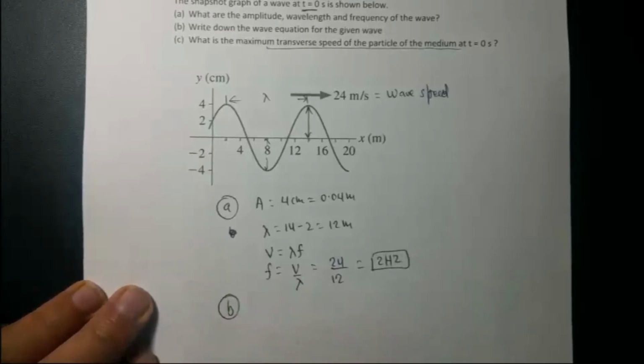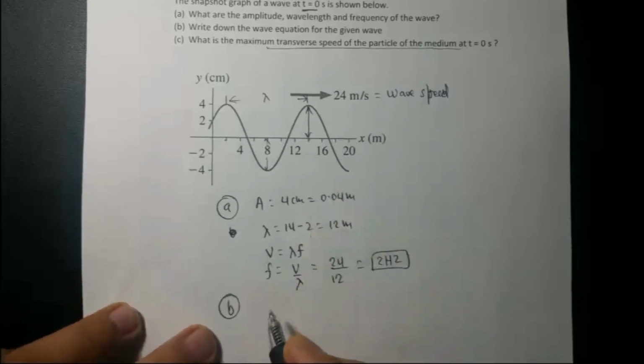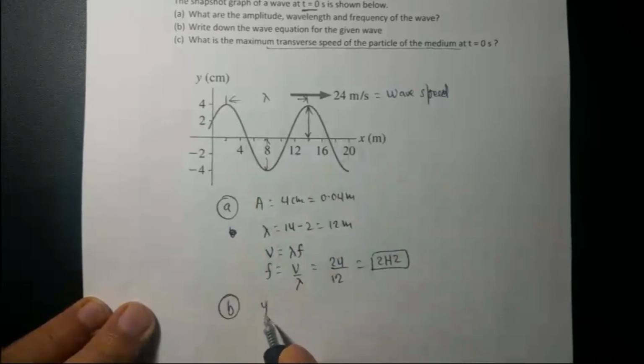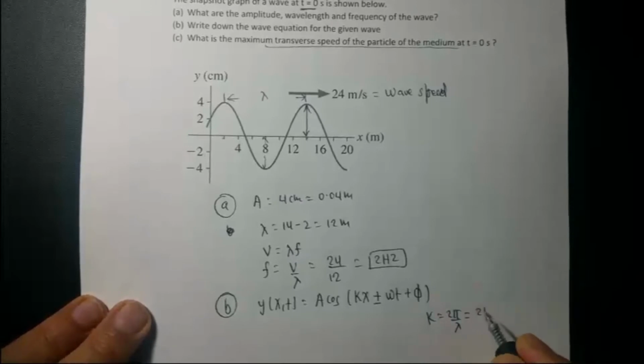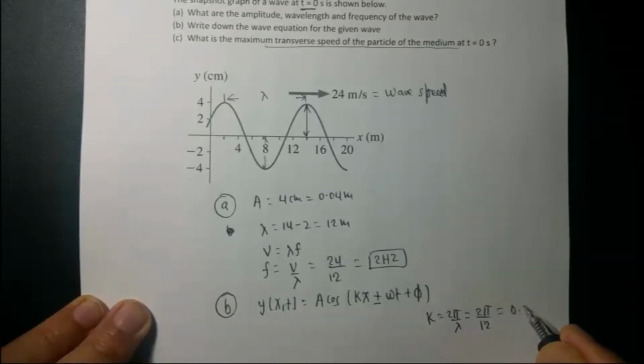Part B, write down the wave equation for the given wave. So let's first figure out what you need to write it down. The wave equation, which is a function of both space and time, is A cos(kx plus or minus omega t plus some initial phase). So we're going to need k. K is 2 pi over lambda, which we already know. 2 pi over 12 gets you 0.52, and omega is 2 pi f, so 2 pi times 2 hertz gets you about 13 radians per second.